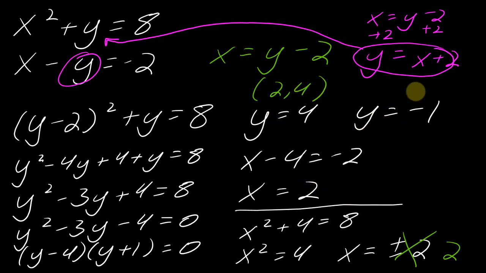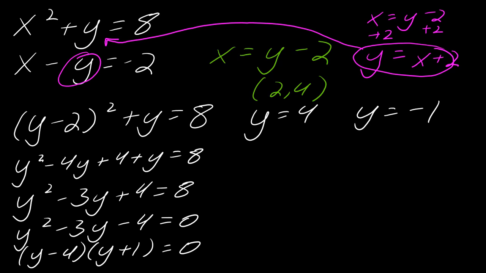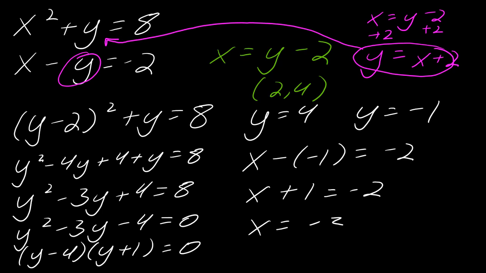And then let's do this one more time. So let's plug that -1 into just the linear equation, because that will give us just the one solution, right? So this will become x minus -1 equals -2. So that's really x plus 1 equals -2. So I have x equals -3. So my other solution then will be -3, -1.